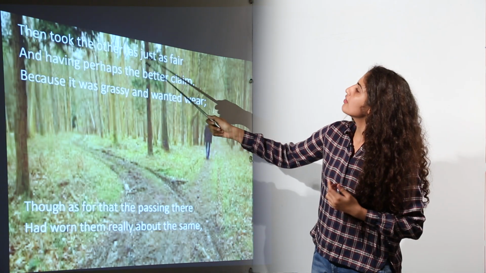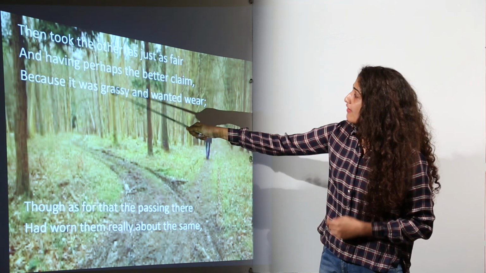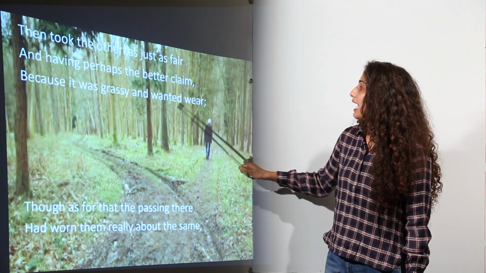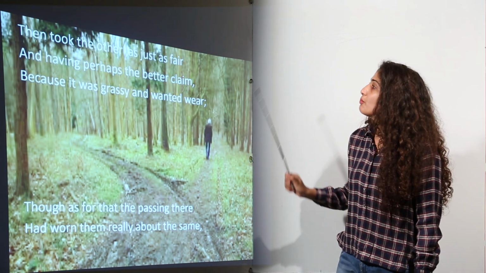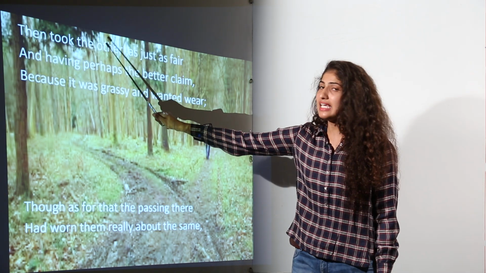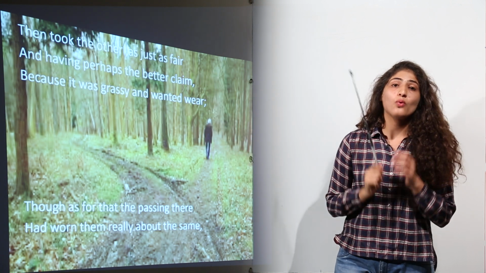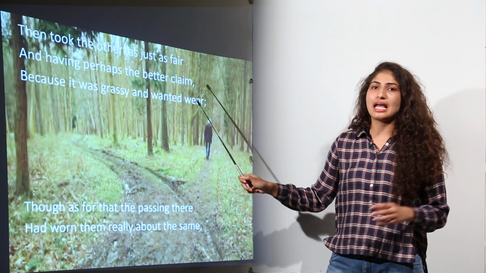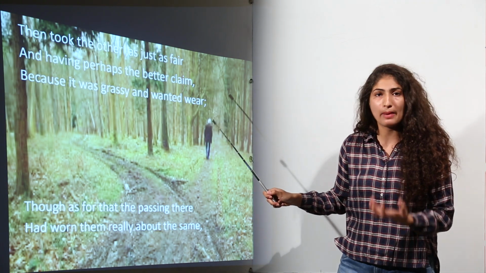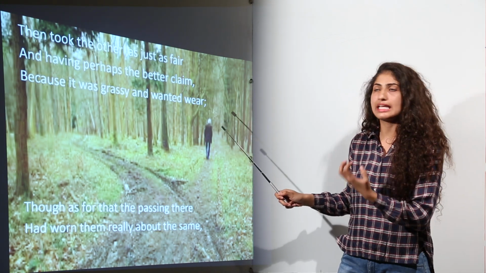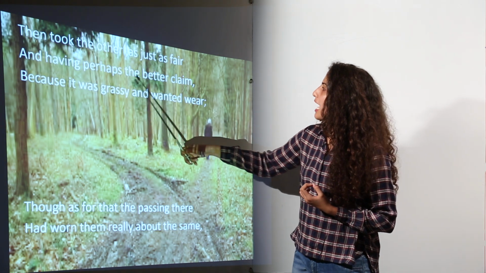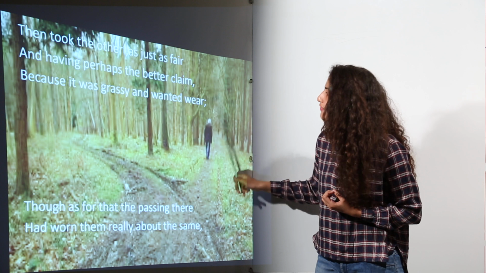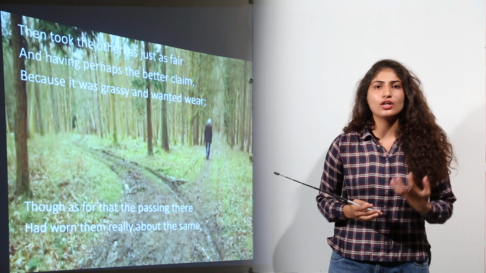Then took the other, as just as fair, and having perhaps the better claim, because it was grassy and wanted wear. Now the poet is saying that he has chosen the second one. Why has he chosen the second one? Because it was fair. This fair symbolizes the attractiveness of the second path. He has chosen the second trail, and having perhaps the better claim, because it was grassy and wanted wear. This wanted wear represents the demand of the road to be used.